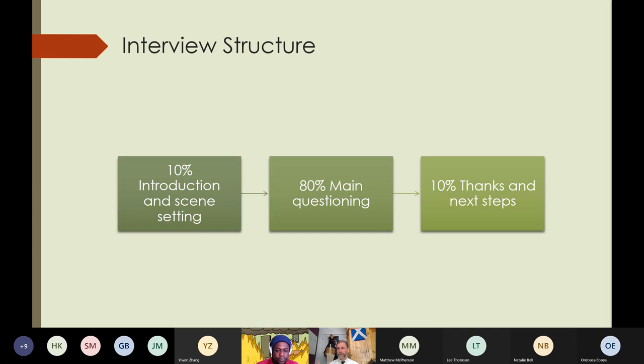Then you go through the questions, pre-prepared, ready to go. Although, of course, you may have to ask follow-up questions, depending on the answers they give you. And then similarly, at the end, you thank them. You tell them how much it's helped, and you tell them what's going to happen next, because there are next steps.